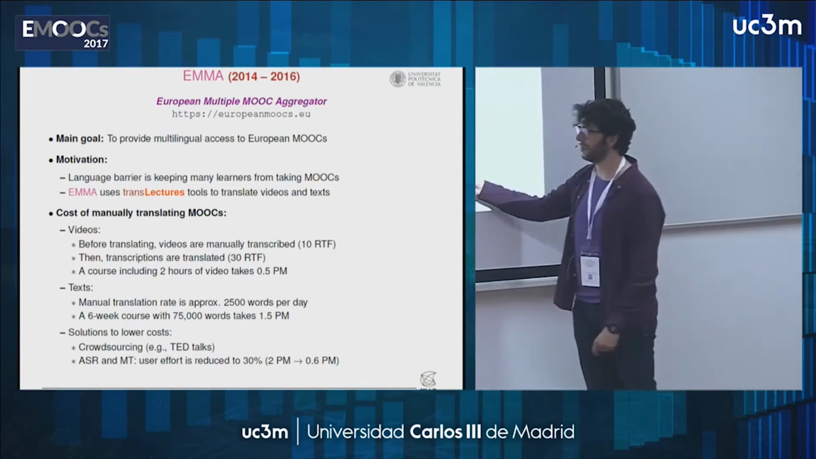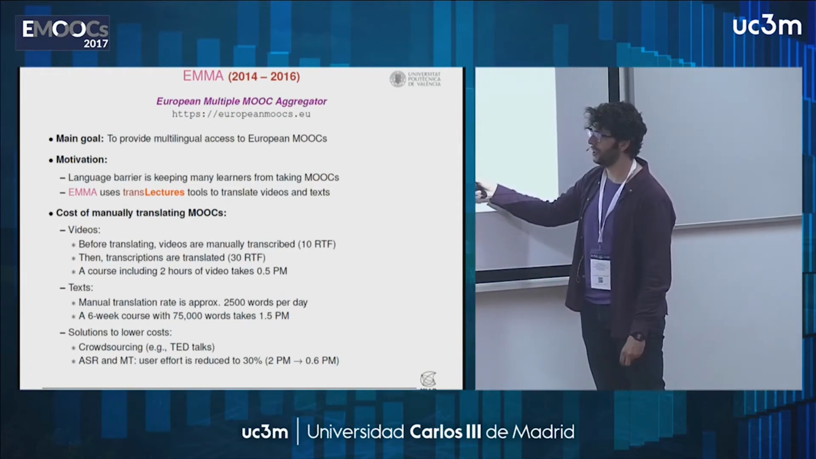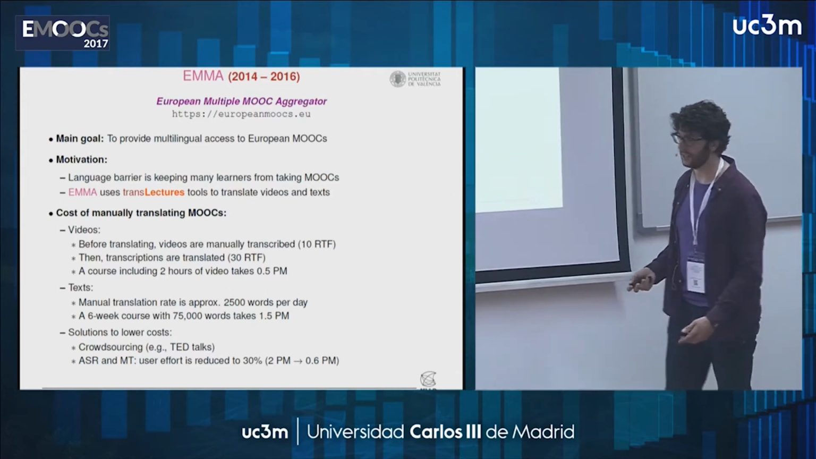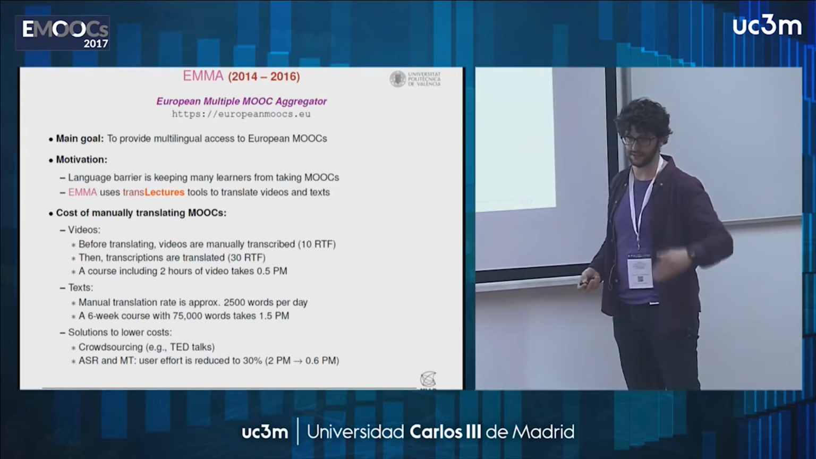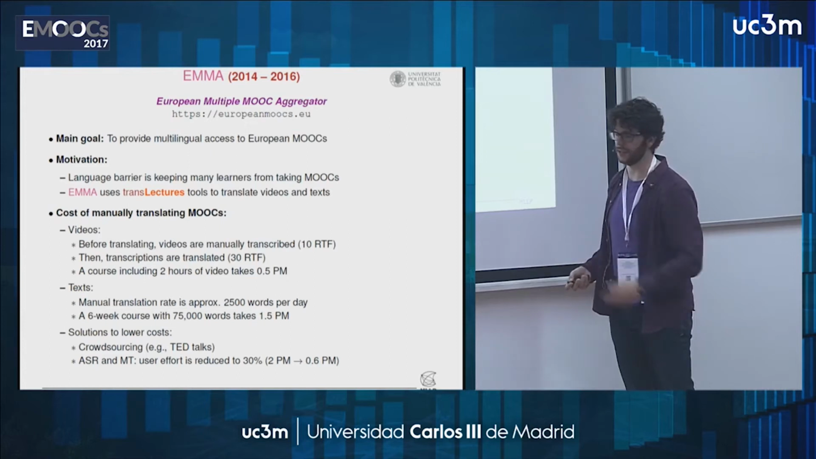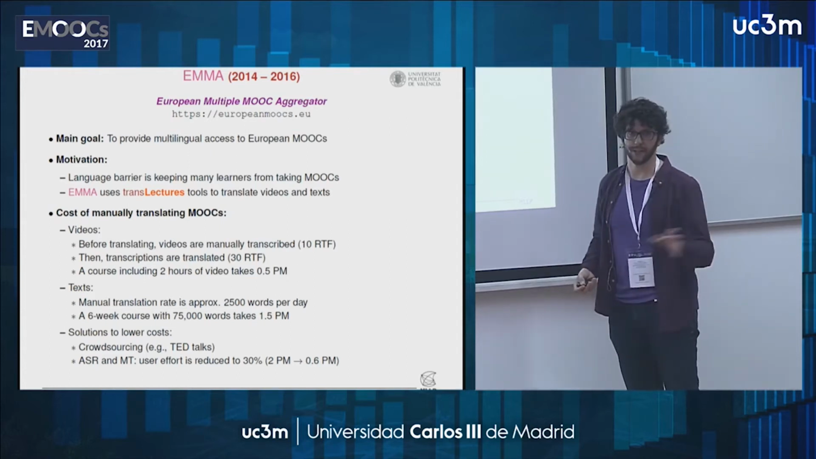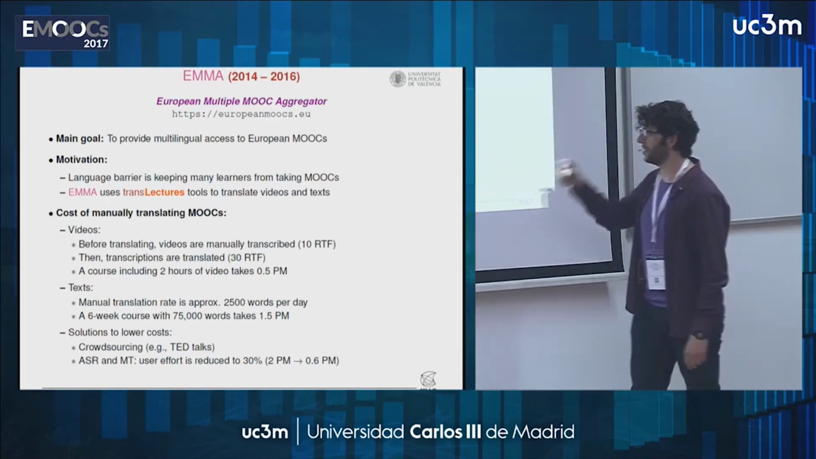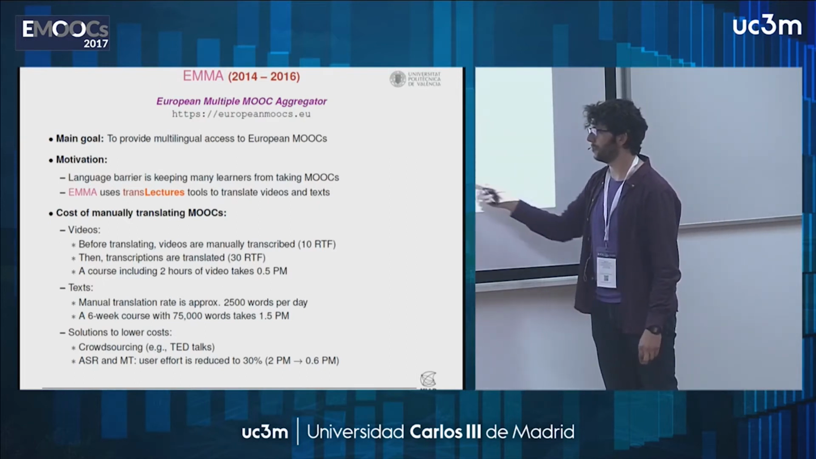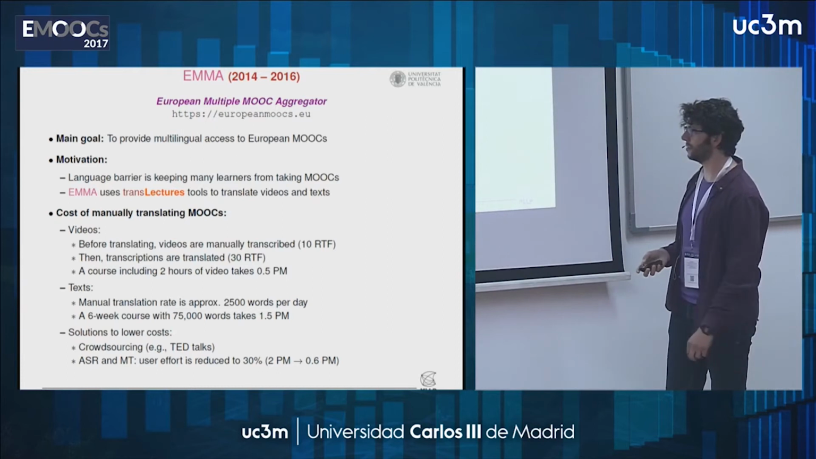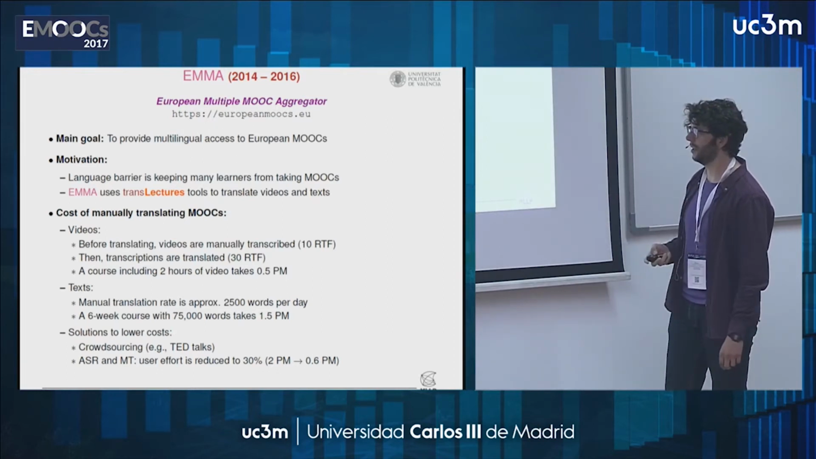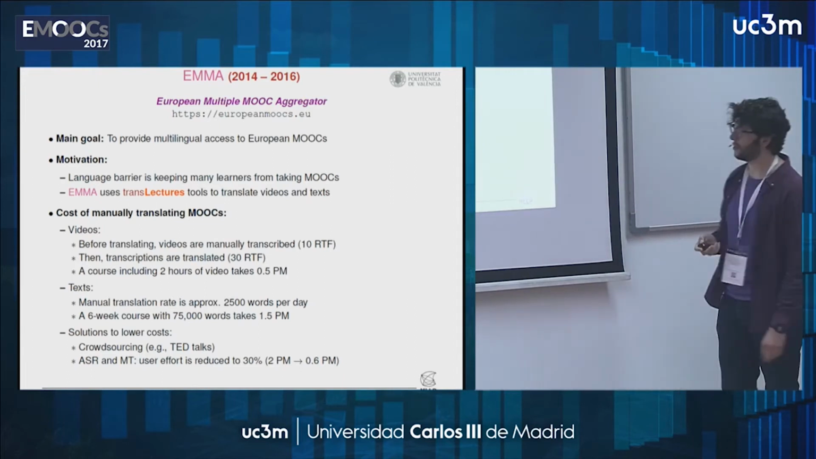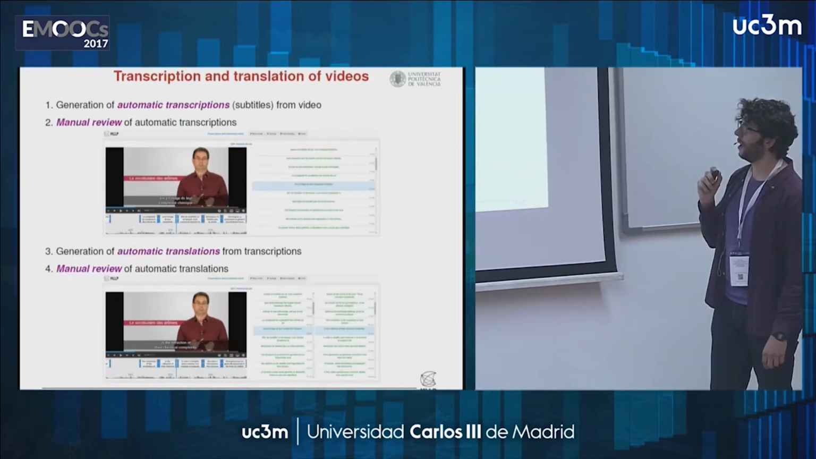Our approach to this, to lower costs, would be to use language technologies to automatically generate these subtitles, first in the original language and then the automatic translation, and then post-edit them to save time. And in our measurements, we could reduce these 2 person months to 0.6 person months in this example course, which is one from the EMMA project. In our measurements, we've seen this.